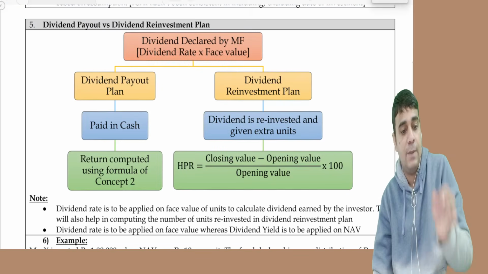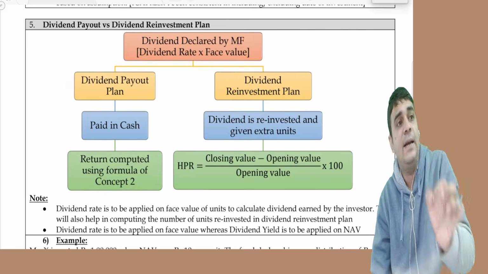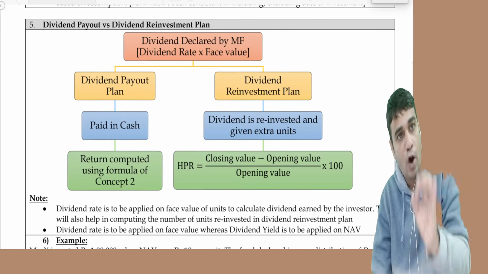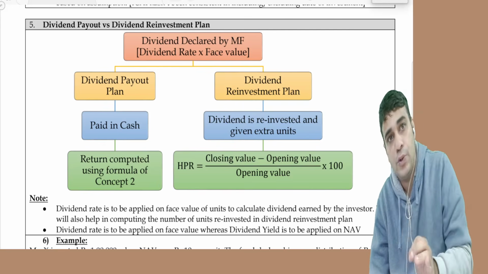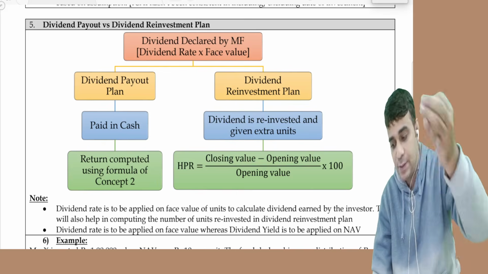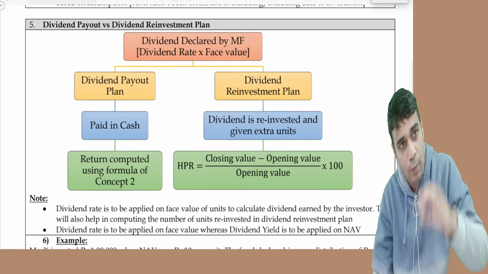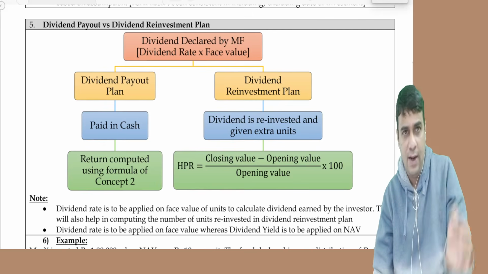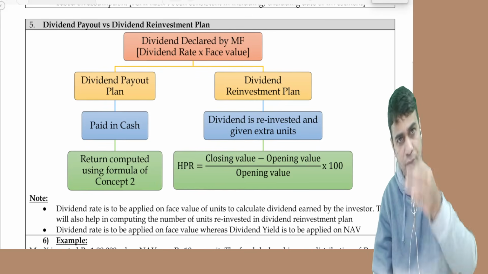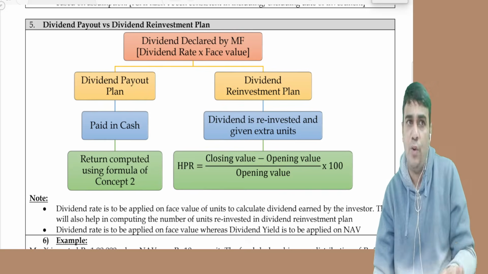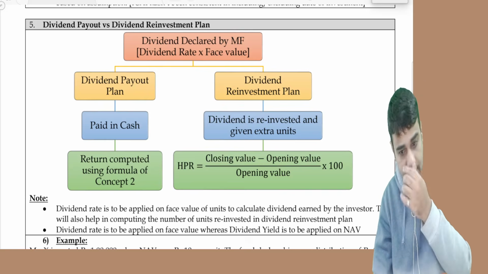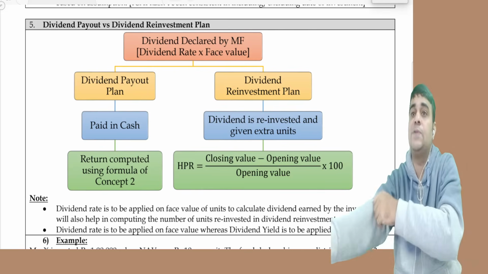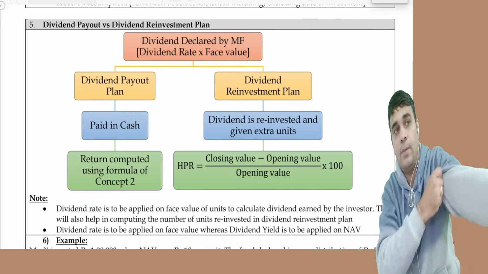For a dividend payout plan paid in cash, return is computed using the formula of concept 2: (NAV1 minus NAV0 plus D1 plus CG1) divided by NAV0, into 12 by M, into 100, where 12 by M depends on whether you want holding period return or annual return. If you do reinvestment, this formula cannot help me.